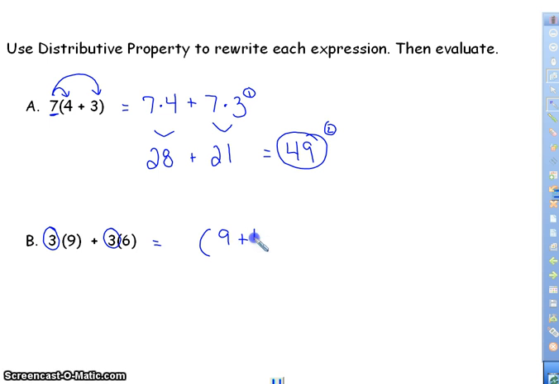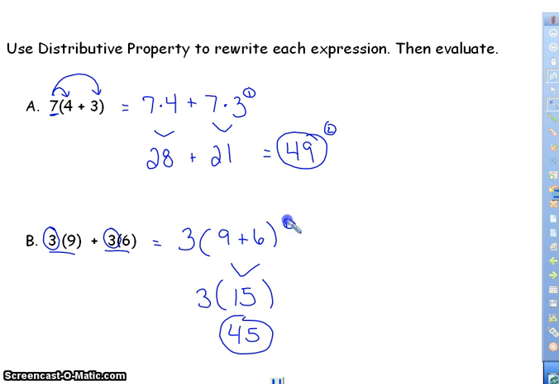I'm going to put 9 plus 6. And I'm going to go ahead and put 3 on the outside. And you can check it. With the distributive property, it would be 3 times 9, that's what I have, plus 3 times 6. So I know I did it correctly. Then we're going to solve. So 9 plus 6 is 15. And 3 times 15 is 45. Okay, so once again, this is part 1 and part 2 of our solutions.